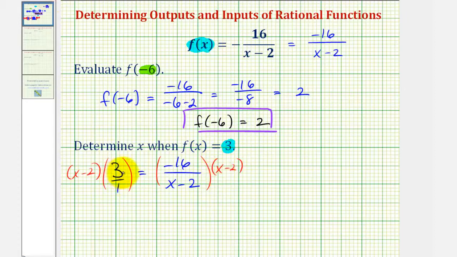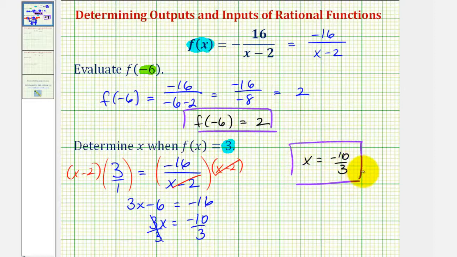Notice on the left side, we just have 3 times the quantity x minus 2, which would be 3x minus 6. And on the right side, x minus 2 over x minus 2 simplifies to 1, leaving us with negative 16. So we would add 6 to both sides. That'd be 3x equals negative 16 plus 6 is negative 10. Now divide both sides by 3, and we have x equals negative 10 thirds. So if f of x equals 3, then x must equal negative 10 thirds.